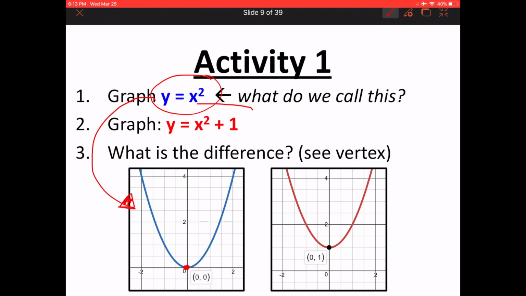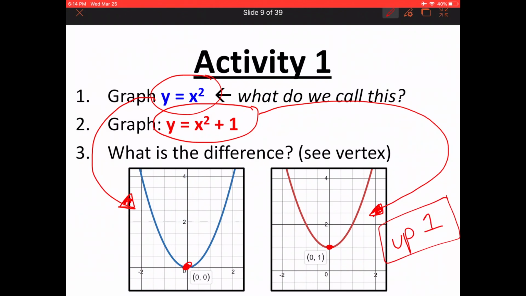Now, for the second part, go ahead and graph this in your calculator. And if you do that, then you should have a graph that looks like this. Okay? Notice, what is the difference? The easiest way to tell the difference is to find your vertex. What has happened to the vertex? Here my vertex was at (0, 0). Now my vertex is at (0, 1). So how did my vertex move? It went up 1. Okay, and we call that a transformation because now our parabola has moved up 1.